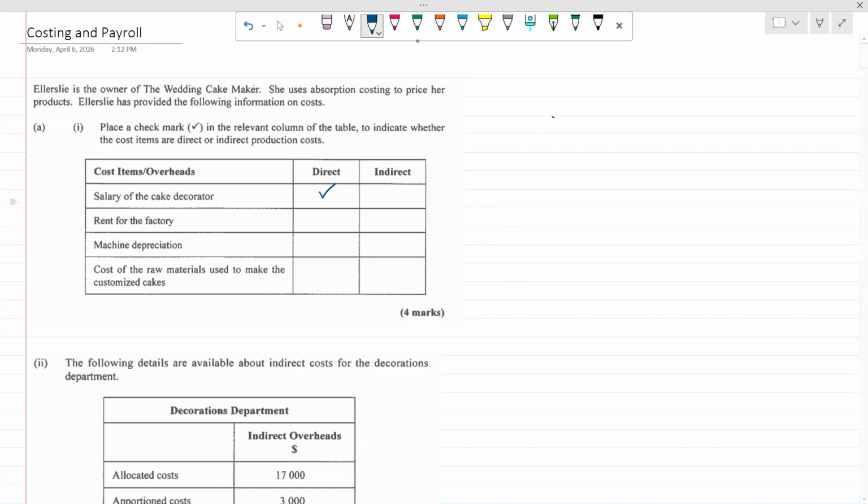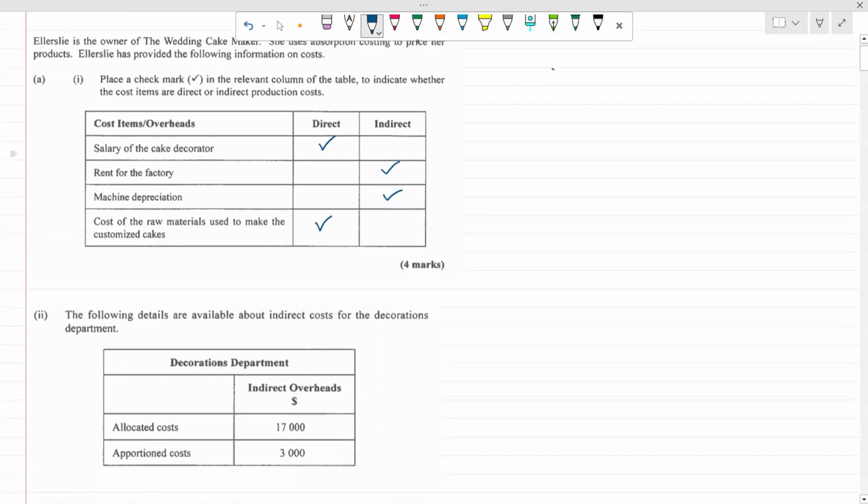Rent for the factory, however, will be indirect. Machine depreciation is one that will be indirect as well, because we can't trace it to the making of each cake. But the cost of raw materials used to make the customized cake will be considered a direct cost. So direct costs could be traced directly to the making of an item. You will know how much of it is involved in that production. Indirect costs are those that are not directly traceable to the item, the unit being produced.